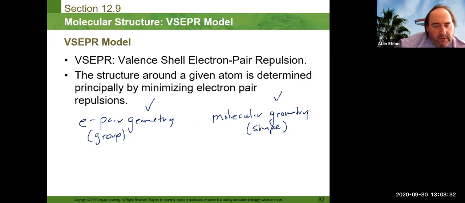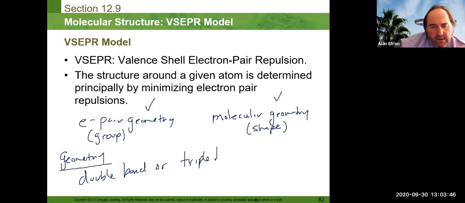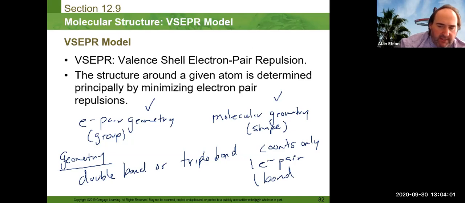One really important thing to keep in mind when you're doing geometry, and only when you're doing geometry, is if you have a double bond or a triple bond, when you are doing geometry, that double bond or triple bond counts as only one electron pair and one bond. So if you draw a Lewis structure and you have a double bond or triple bond happening, when you go around to count, which is an important aspect of doing the geometry part of it, you count your double bond or triple bond as one electron pair and also one bond.